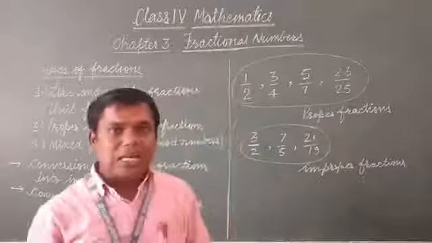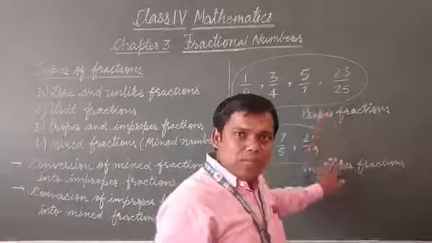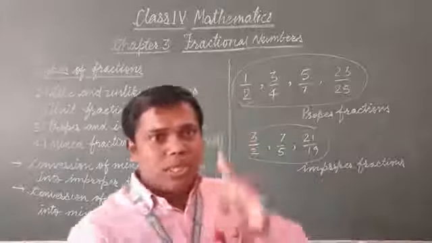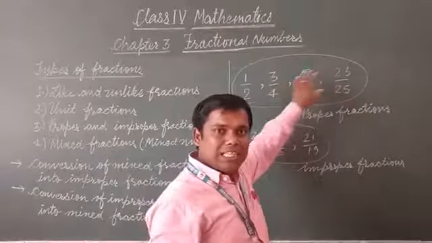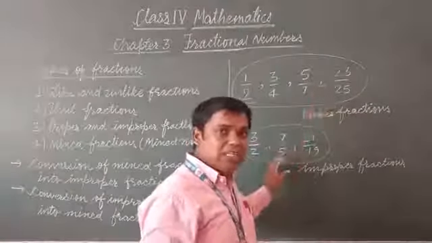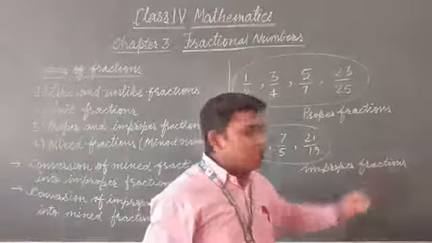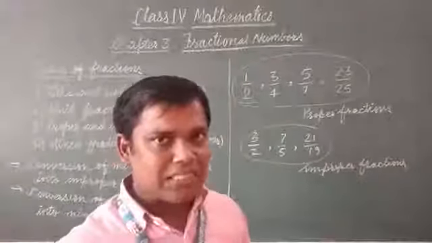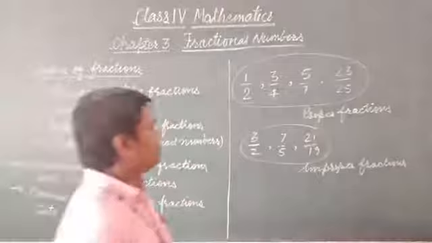So if a group of fractions is given and you are asked to choose the proper and improper fractions, you can easily choose by looking at the numerators. If numerators are smaller than denominators, then fractions are proper fractions, and if numerators are greater than denominators, then fractions are called improper fractions. The next type of fraction is mixed fraction.